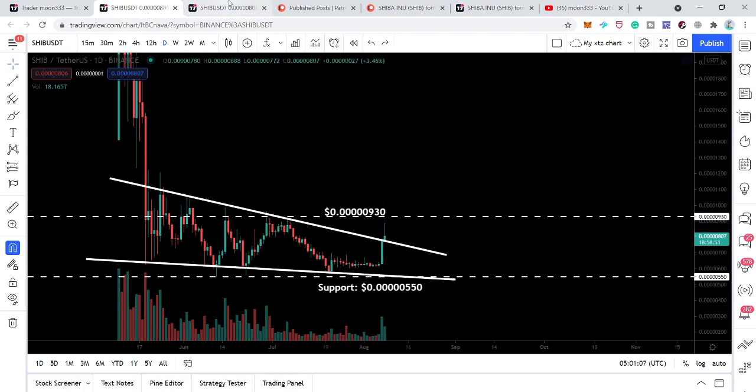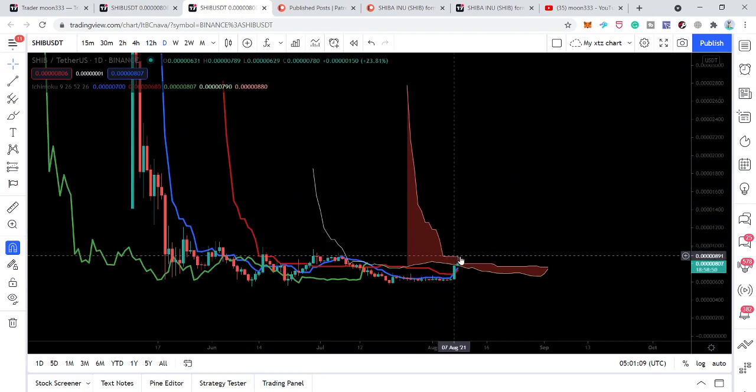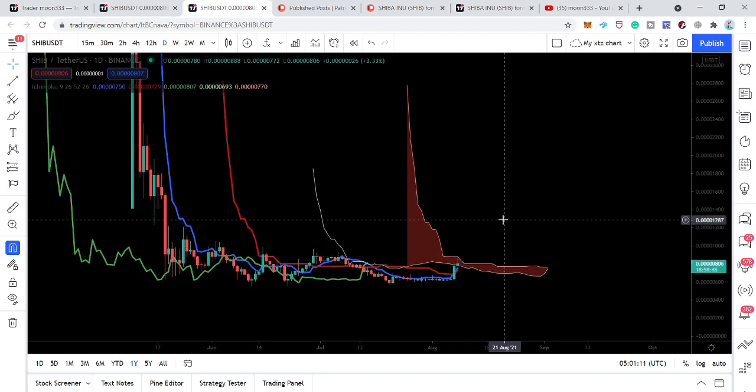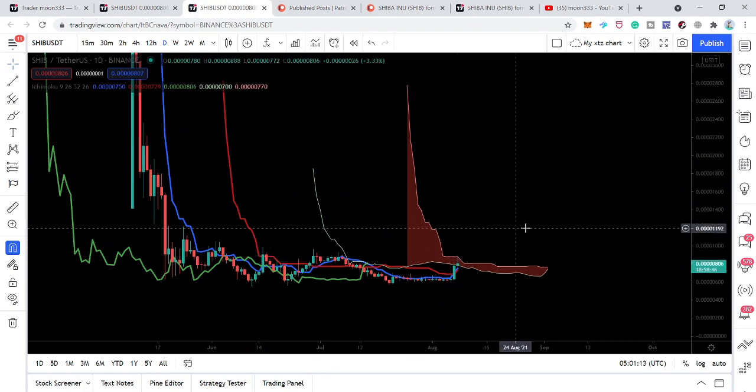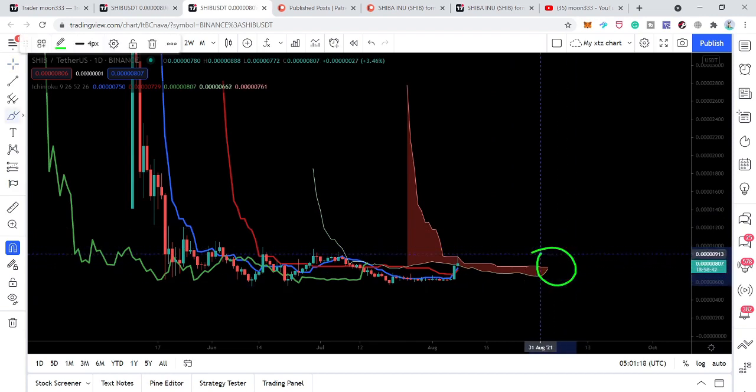And at the same time, we have already seen that the price action is also breaking out this Ichimoku bearish cloud, and you can see that this cloud is getting squeezed, and soon it can be turned bullish from red to green color.